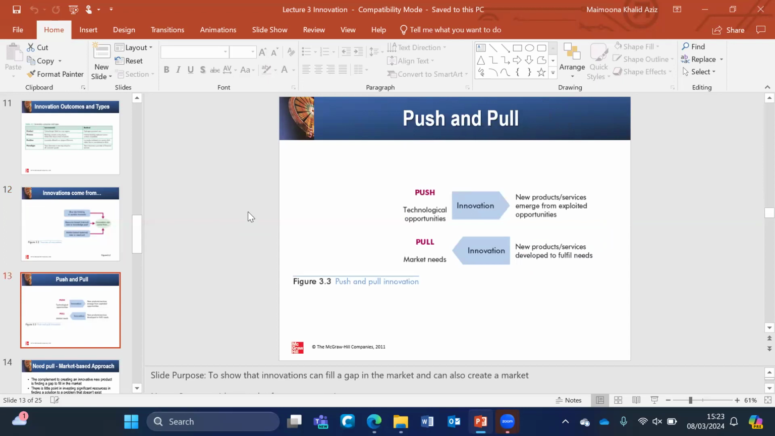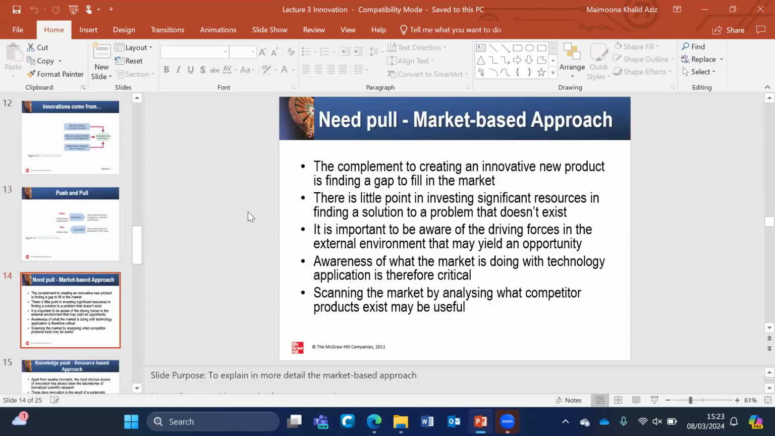Okay, so let's look at need pull. That means the external market has different innovations going on, and because it's very important for companies to keep up with innovation, you decide that you want to be a part of that, and that's when you start researching and developing and trying to implement that in your business. That is called need pull, market based approach.